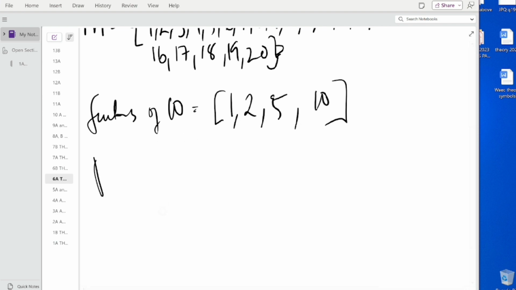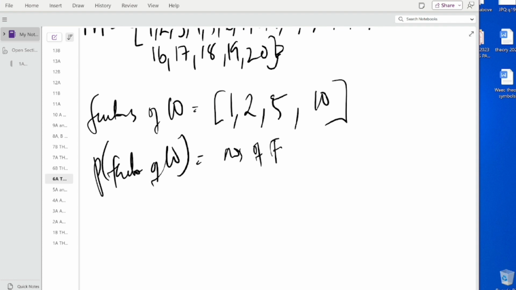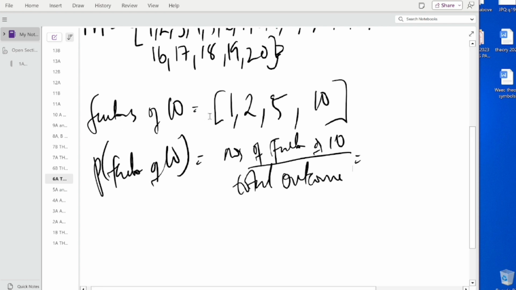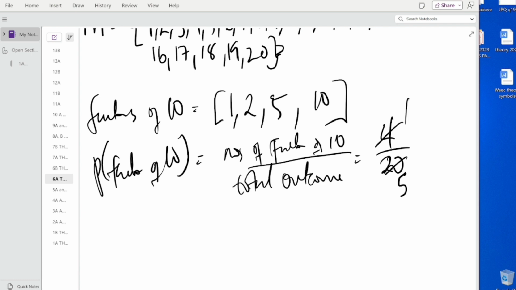So the probability that it's a factor of 10 is going to be the number of factors of 10 over the total outcome. The numbers of factors of 10 are 1, 2, 3, 4. So we have 4 of them over the total outcome, which is 20. We reduce to the lowest term, 4 divided by 4 is 1, 20 divided by 4 is 5. Our answer is 1 over 5.